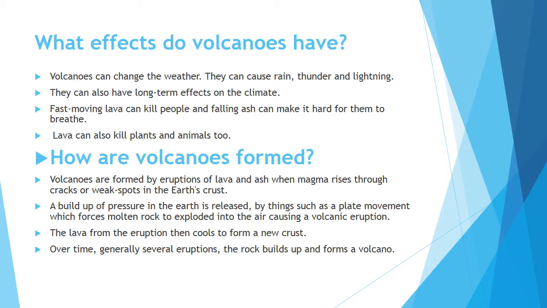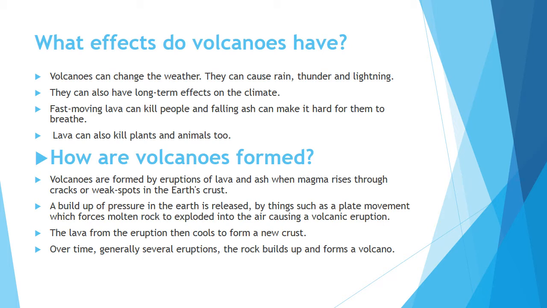Fast moving lava can kill people and falling ash can make it hard for them to breathe. So whenever the lava is moving fast, it can kill people because of the high heat, and the ash or the poisonous gases released can also cause difficulty in breathing. Lava can also kill plants and animals. So the lava has the capacity to kill the plants and animals in that particular area because of its high temperature.